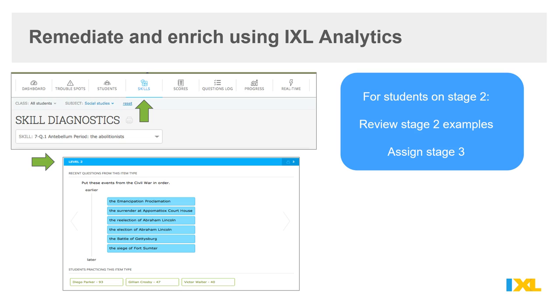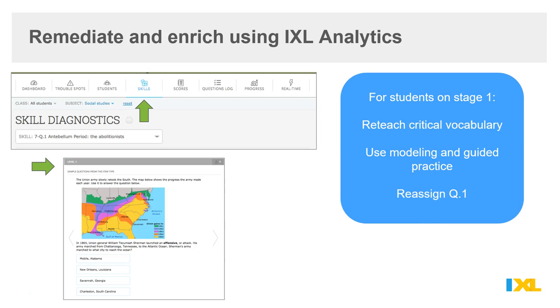Notice from my screen, I can see that I have 3 students, Diego, Jillian, and Victor, who powered through stage 2. They met my goal. So in class, I'm going to review some of those important content and topics, and then I'm going to have them push on to stage 3. But what if I have students that didn't make it to that stage 2 goal? What I'll do is I'll pull those students into small group instruction with me. I'll reteach that important critical vocabulary. We'll do some modeling, some guided practice, and then when I feel that students are skill practice ready again, I'll reassign Q.1. By doing this, I am providing students with an opportunity to build that knowledge so that they are able to bring all of that knowledge to the inquiry-based learning table.